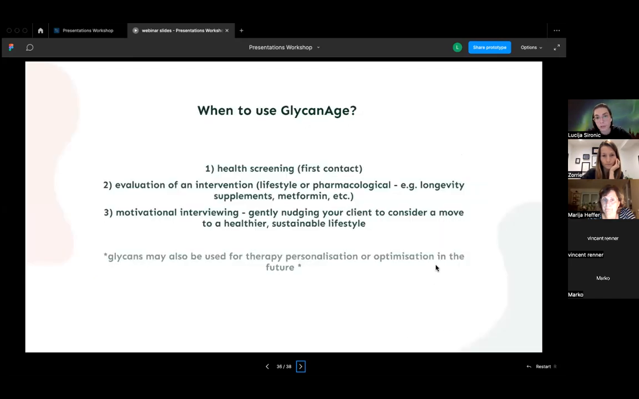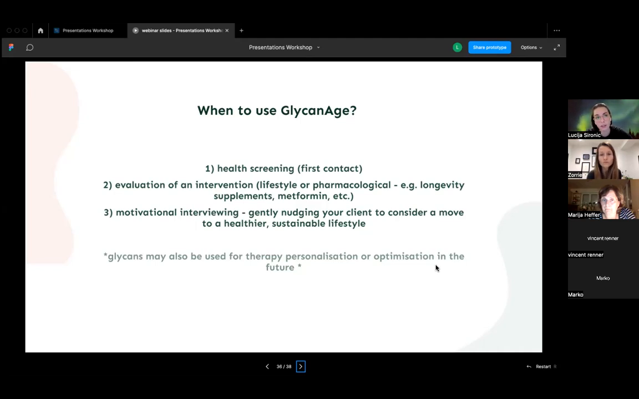So to sum up, when to use GlycanAge. From the examples that I've shown you, it is a good way to use it as a health screen, especially if it is a client that you're meeting for the first time. You may also use it to evaluate an intervention, whether that's lifestyle or pharmacological intervention. Something that we didn't talk about today, but we will hopefully explore in future webinars. And also as a tool in motivational interviewing.